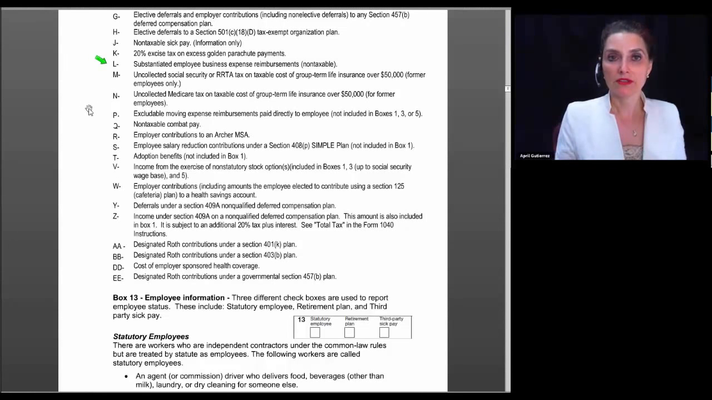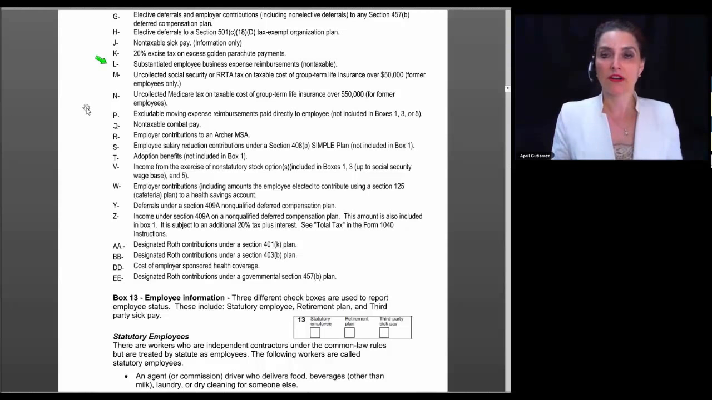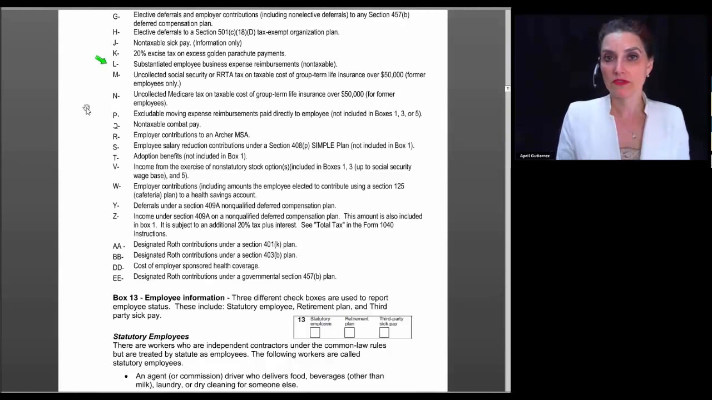But if your employer says, okay, you're using your own personal car and I want to reimburse you for the use of your own personal car, I want you to submit to me your mileage report and I'm going to reimburse you. And whatever amount the employer reimburses that employee can be indicated on the W-2 in box 12 with the code L. The reason I'm bringing up code L is that I've been doing tax returns for a particular flight attendant for probably 15 years, works for Delta.